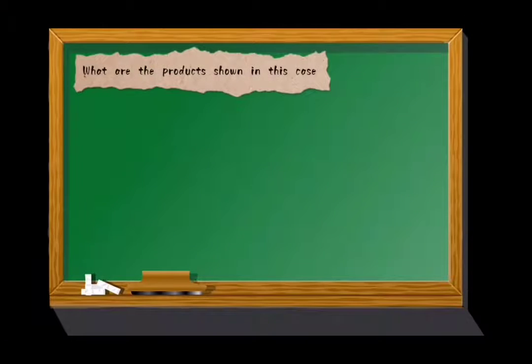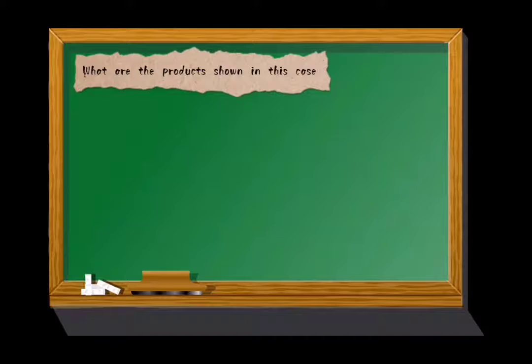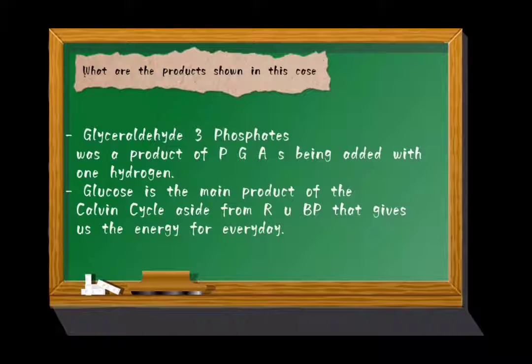What are the products shown in this case? Carbon dioxide is a product of the air we breathe. Ribulose biphosphate is the product of the whole cycle by the end of it. Phosphoglycerates is a product of RuBP being split into 2. Glyceraldehyde 3-phosphates was a product of PGAs being added with 1 hydrogen. Glucose is the main product of the Calvin cycle aside from RuBP that gives us the energy for every day.